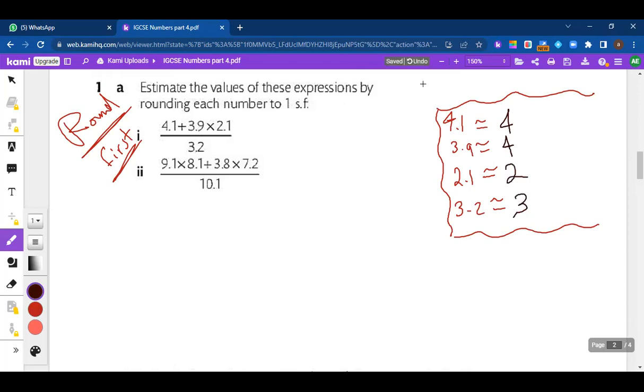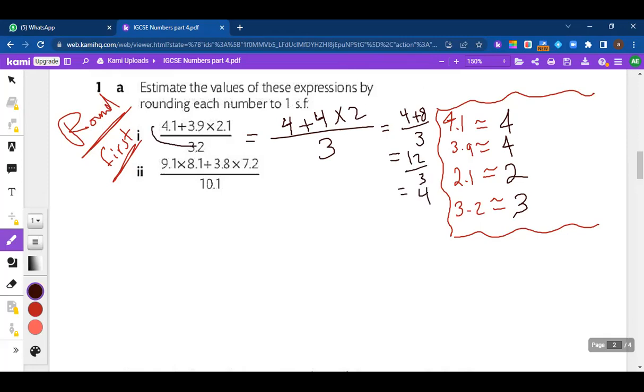3. Bravo, bravo. Then you write the answers here in the order. 4 plus 4 times 2 over 3. 4 plus 8 over 3. 4 plus 8, 12 over 3 equals 4. Perfect. Thank you, Zena. You did a good job.